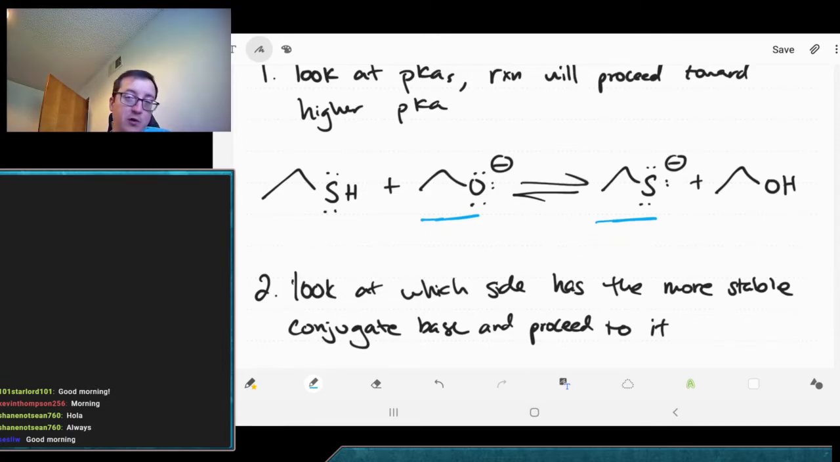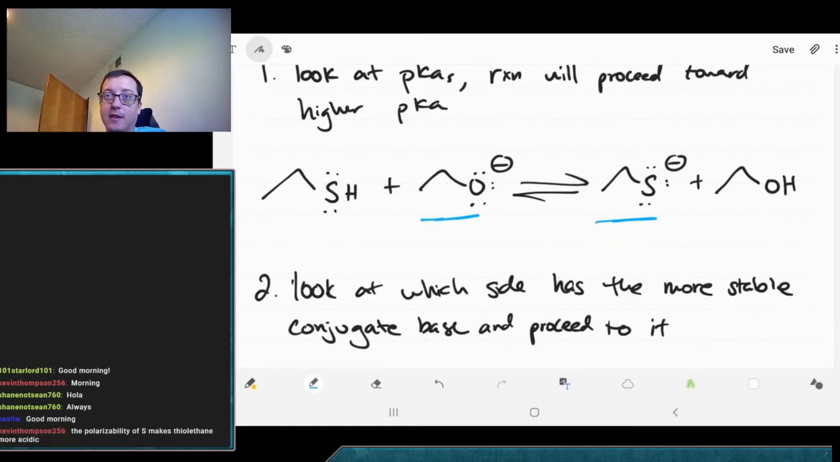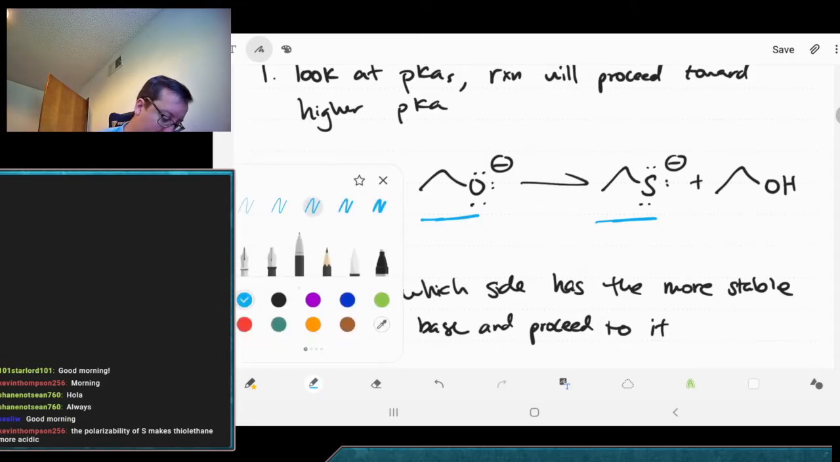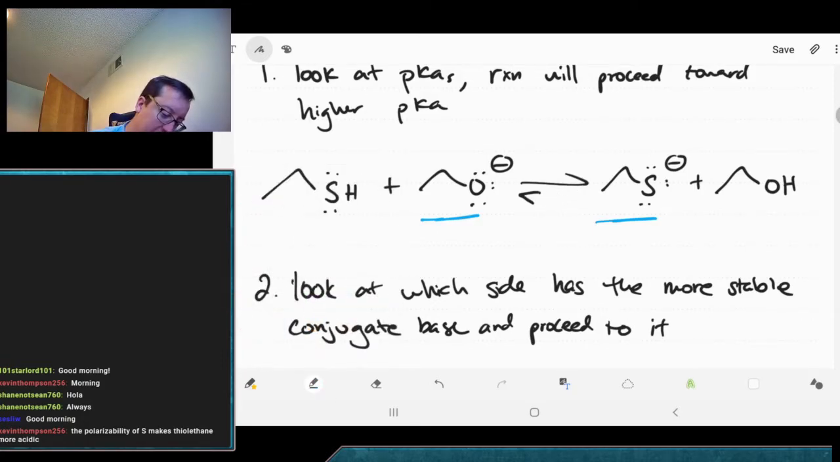Looking at those two, which one's going to be more stable? The one with the sulfur or the one with the oxygen? Yes, the thiolethane there is going to be more acidic, meaning that the one with the sulfur is going to be our more stable conjugate base. So again, this reaction should go more heavily towards the product side. This one should favor the products as well.